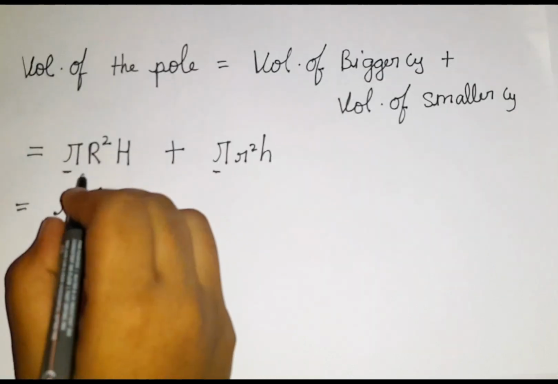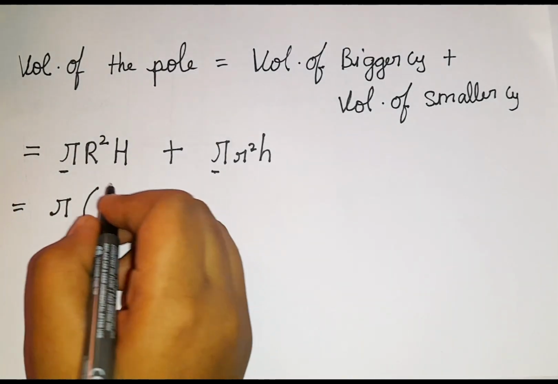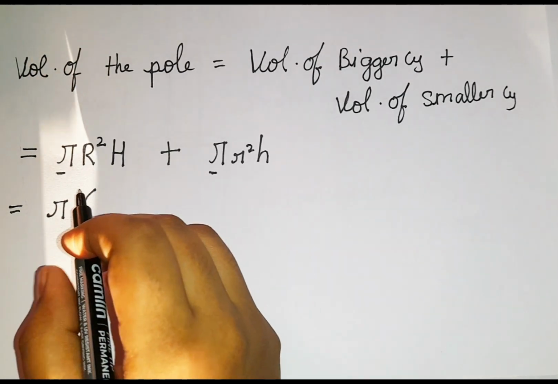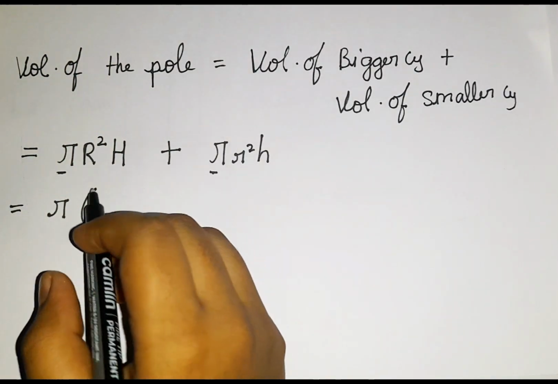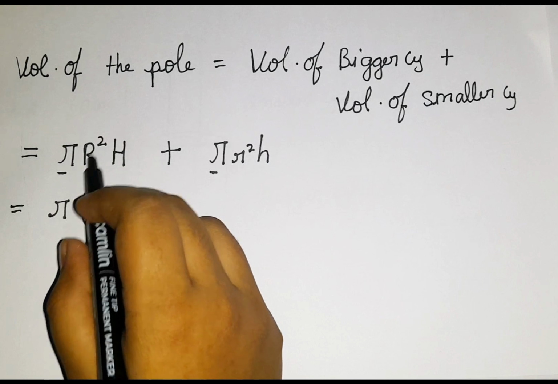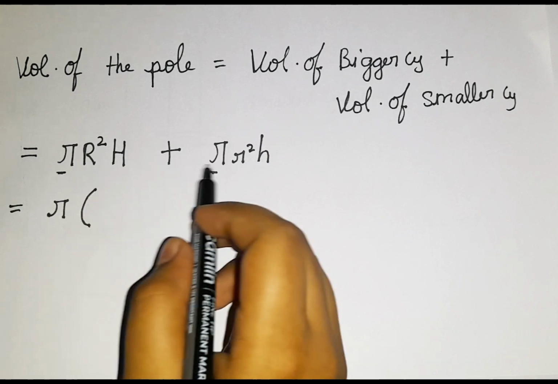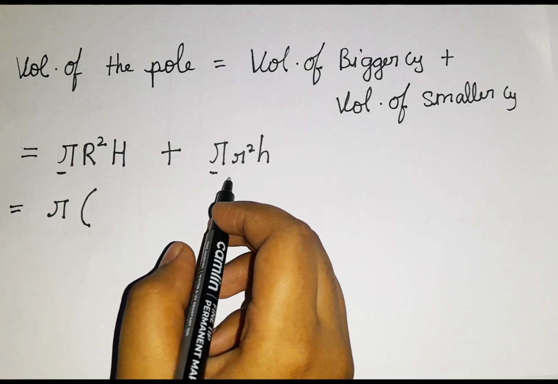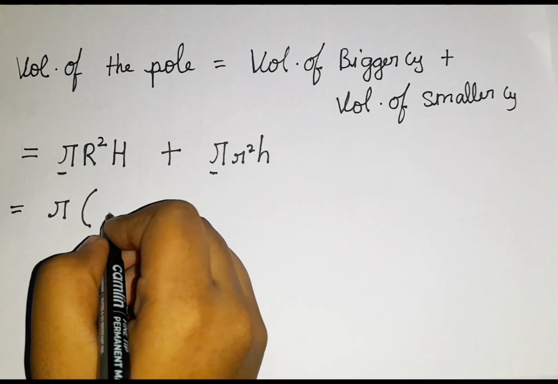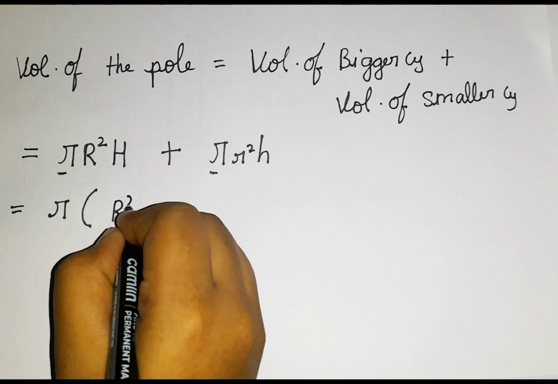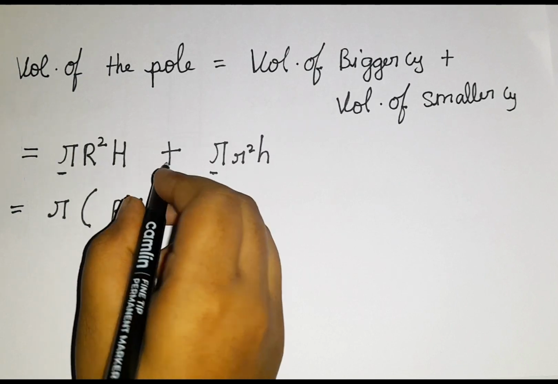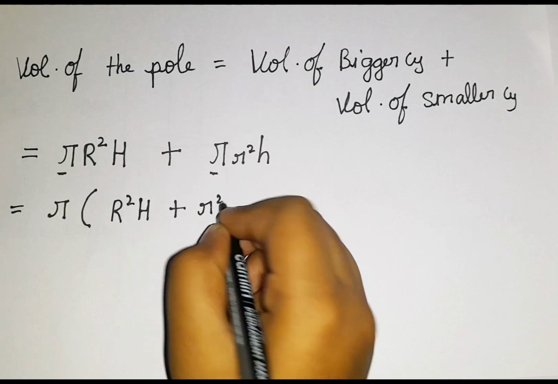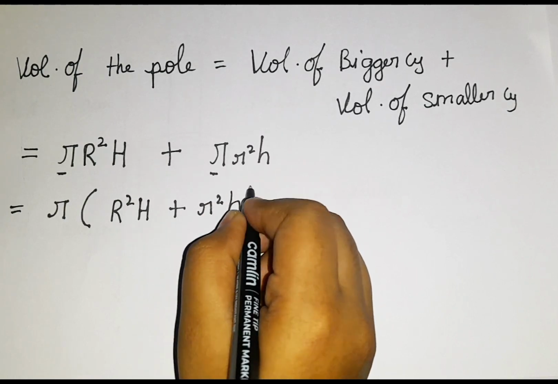Okay, why? Because here the radius is, so this one has a different radius and this one also has a different radius. So here the radius, this capital R has one value and small r has another value. That's why I am not just taking them as common. Okay, so let us write R²H, and then this plus as it is, and then here small r² and then small h in bracket.